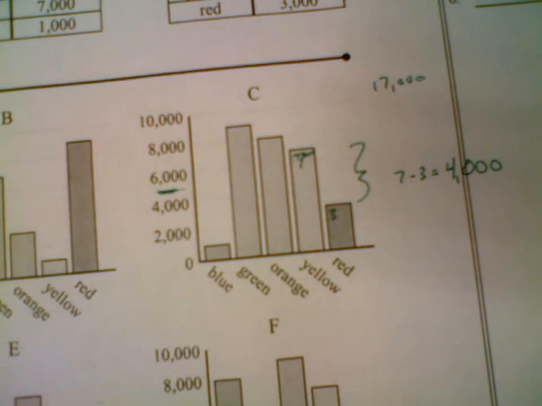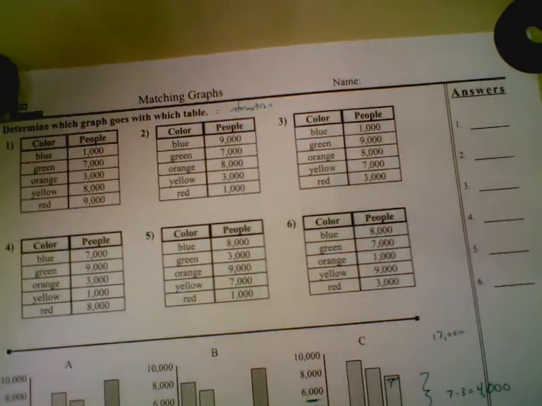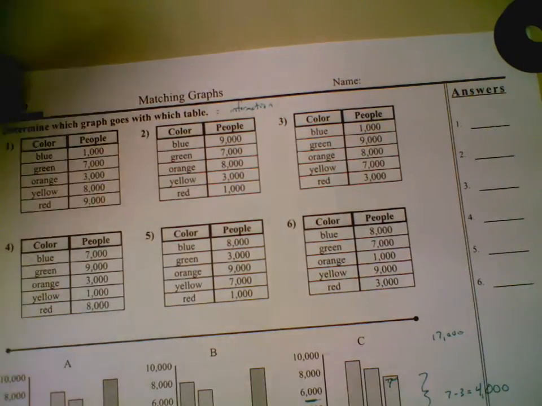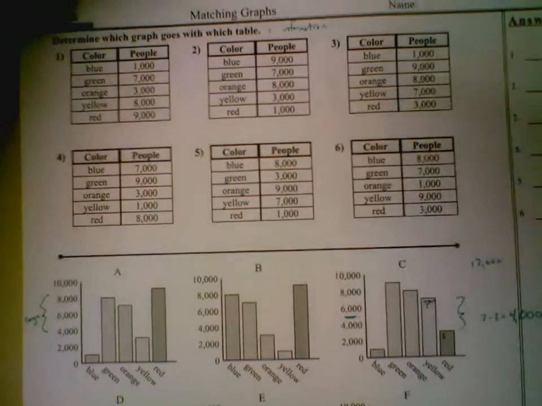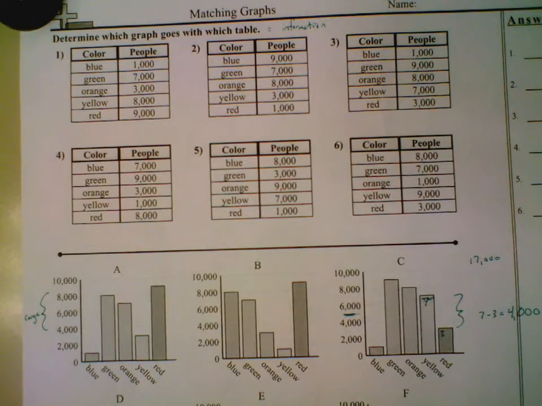that are greater than 5,000. Okay? All right, so just a few things to think about there. All right, so the activity here, it says, determine which graph goes with which table. I'm going to do one. I'm going to give you guys a different one to work on and submit, all right?